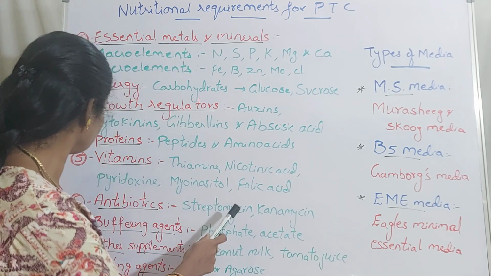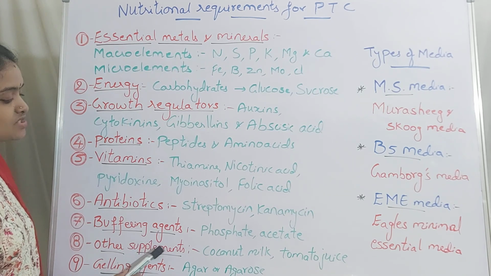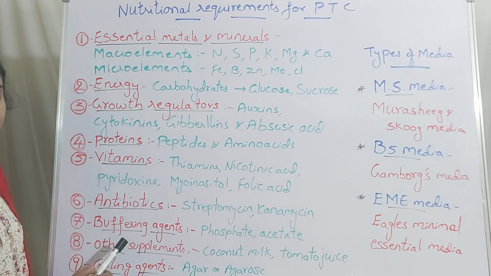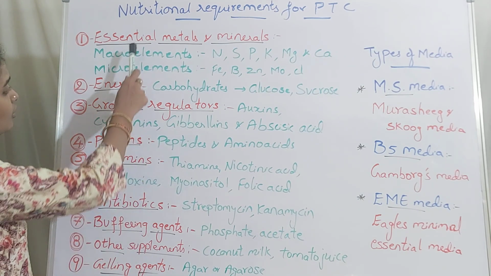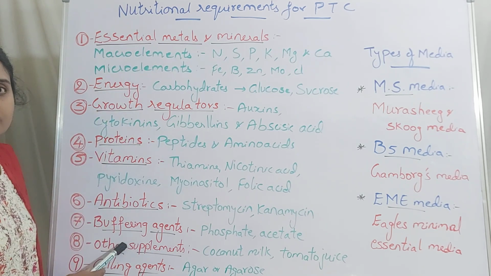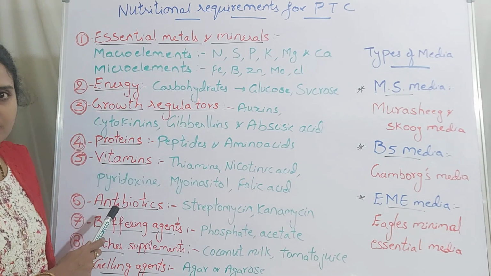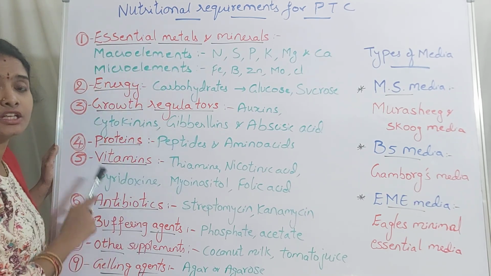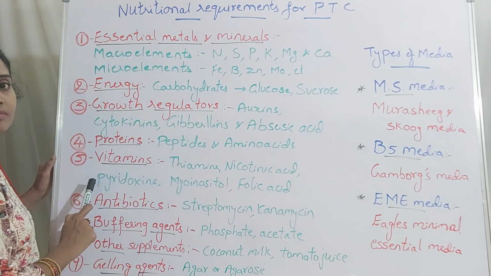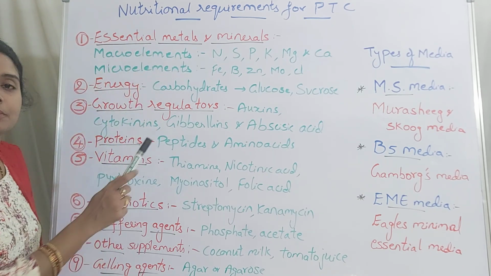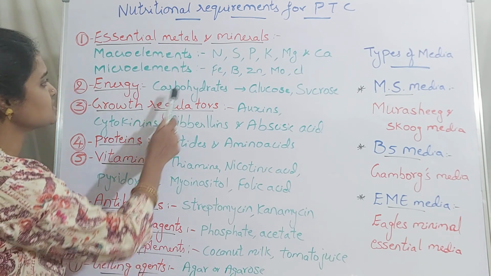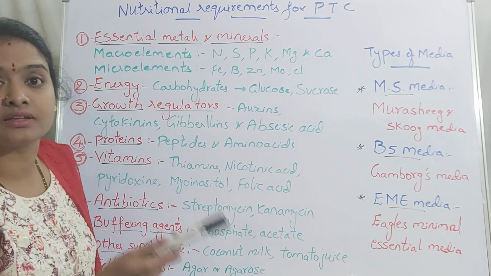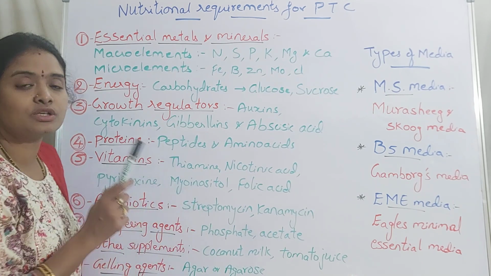Then you have other supplements such as coconut milk or tomato juice. All these things we call chemically defined synthetic media. Chemically defined synthetic media means all the components and all the compounds present in the media are known. We know what component we are going to add. You are going to weigh them accurately and then add them, so you know the compound and also its composition.